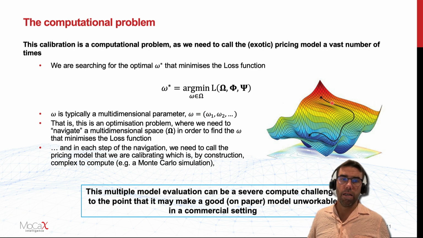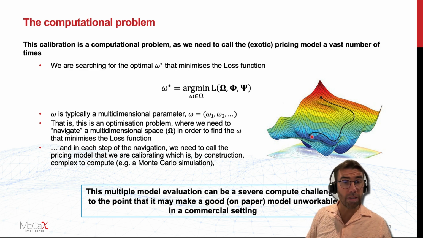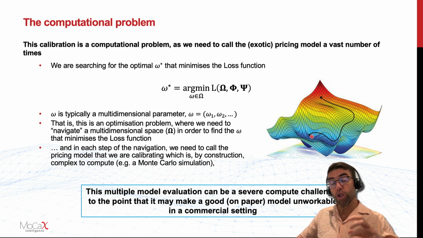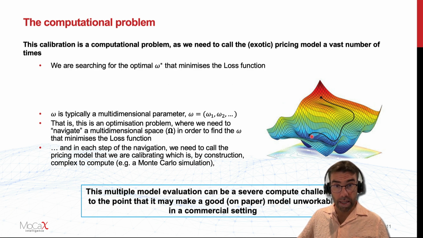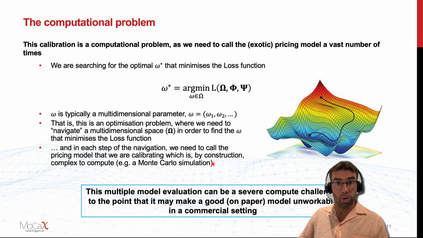Let's say that we have a 10 by 10 volatility surface, 10 strikes, 10 maturities, that is 100 points. In each of these steps, let's say that we do this 1, 2, 3, 400 times, for example, in order to get to the minimum. That means 400 times multiplied by 100, that is, in this case, 40,000 calls to the pricing model in order to obtain these values here. So 40,000 calls to the pricing model.